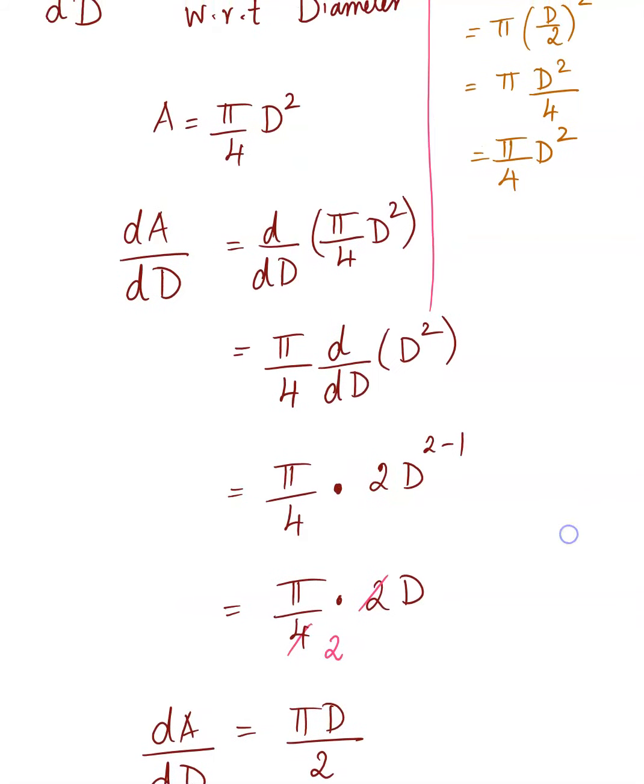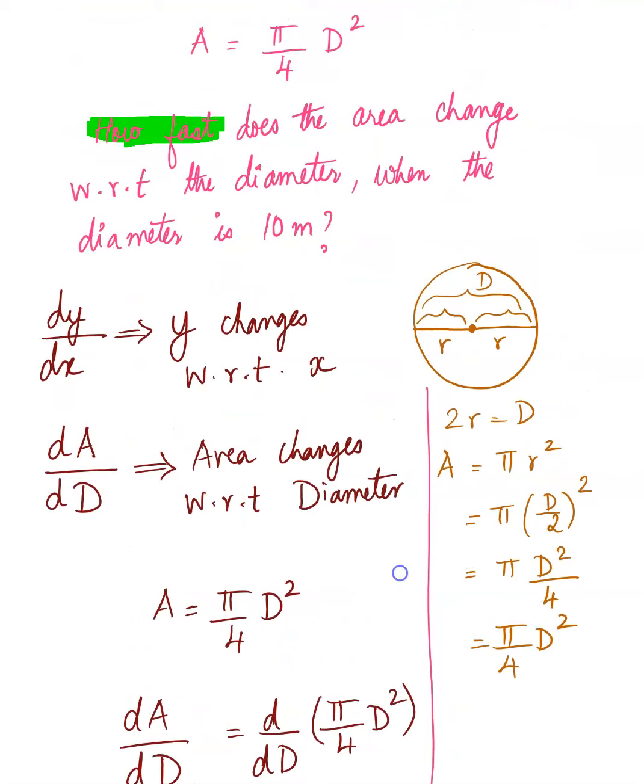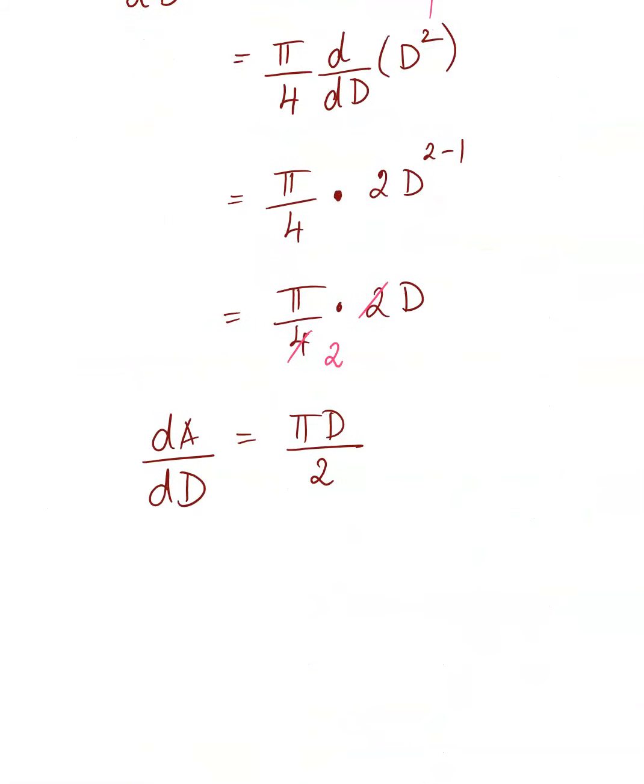All right, we found that portion of it. But it says, how fast does the area change with respect to the diameter when the diameter is 10 meters? So here we found the derivative of the function, but we need to find the instantaneous rate of change. Instantaneous rate of change obviously has to be for a specific instant. And that specific instant is when the diameter is 10 meters. Now diameter keeps increasing. At one particular instant, it is 10 meters. So we are looking at it for a specific instant.